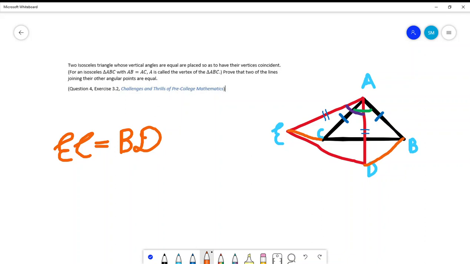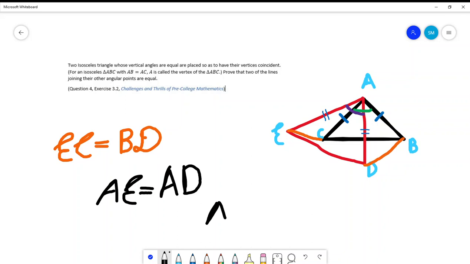So we can see that AE equals AD. That's a given thing. And the second thing we see is that AC equals AB. That's also given.